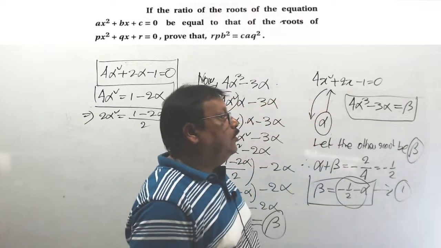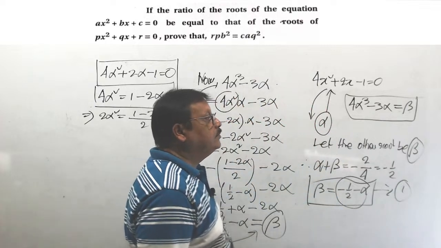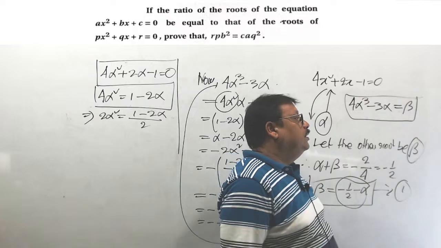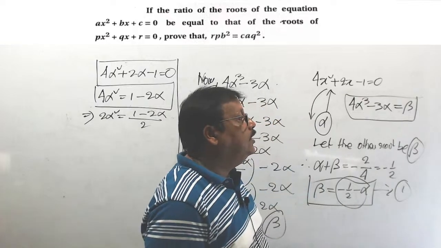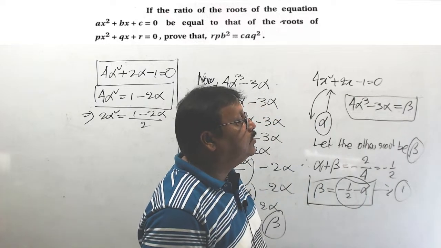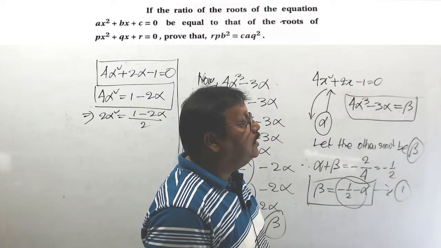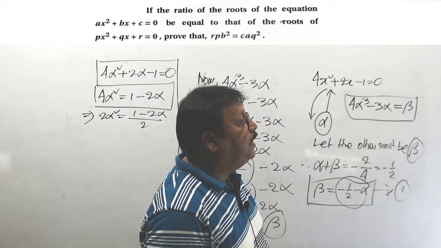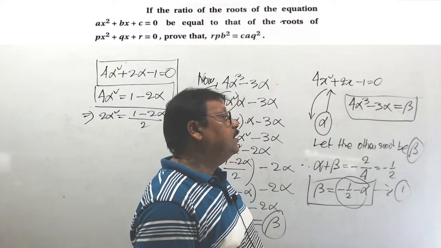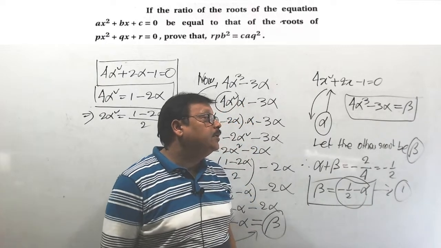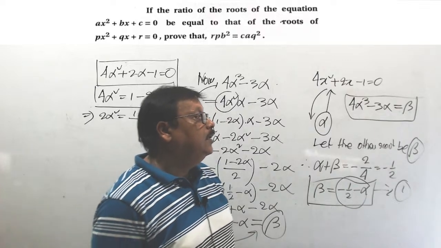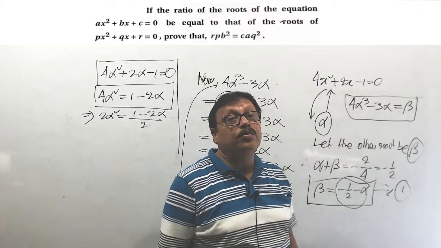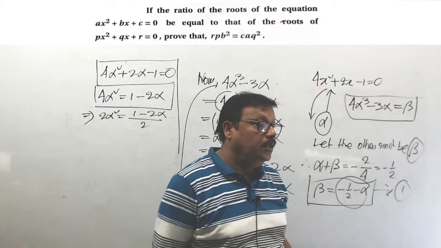If the ratio of the roots of the equation ax square plus bx plus c equals to 0 is equal to that of the roots of px square plus qx plus r is equal to 0, prove that rpb square is equal to acq square. Okay, how will you do?